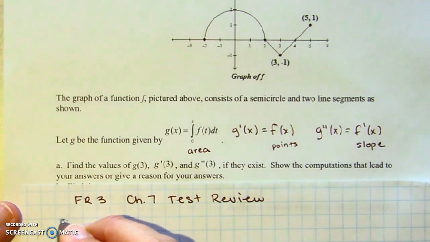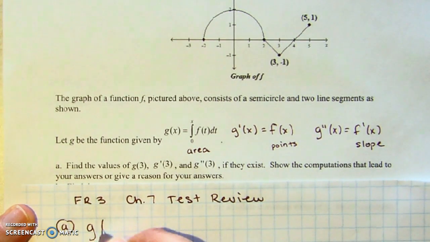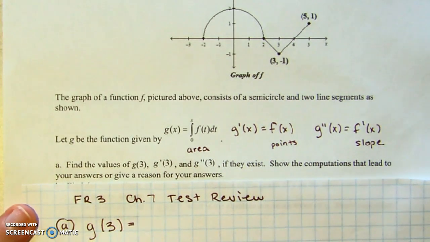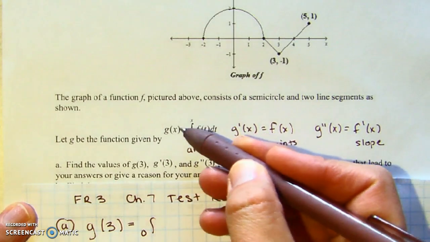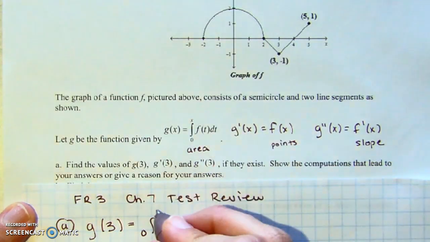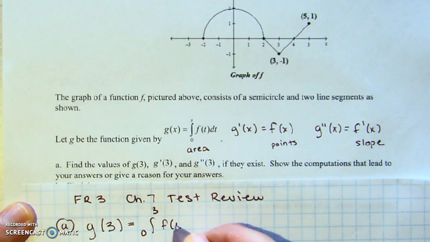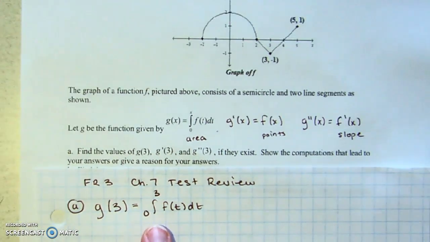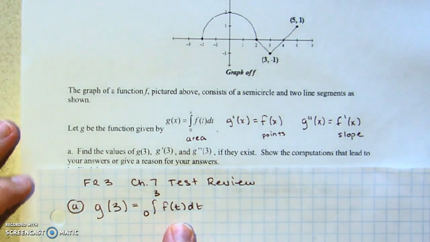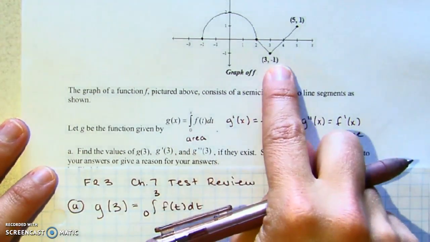Okay, so for part A, g of 3, can y'all see? It's going to be from 0. Now we replace the x with 3, so we're going to replace this x with 3. f of t dt. We're not doing anything with this. What this means is we need to find the area from 0 to 3 under the curve of f.